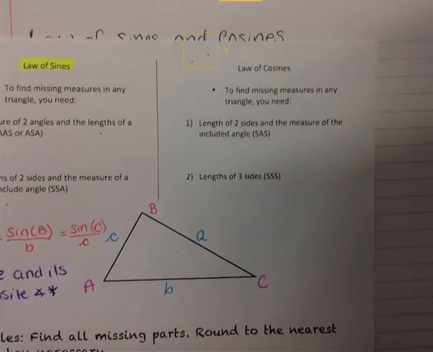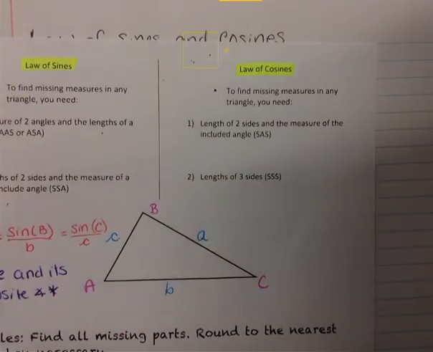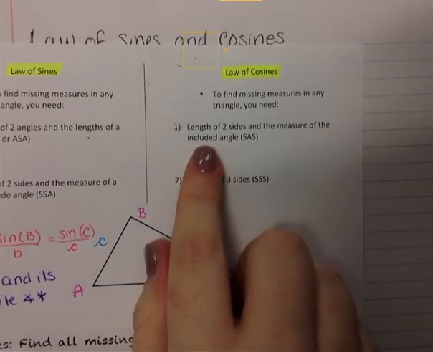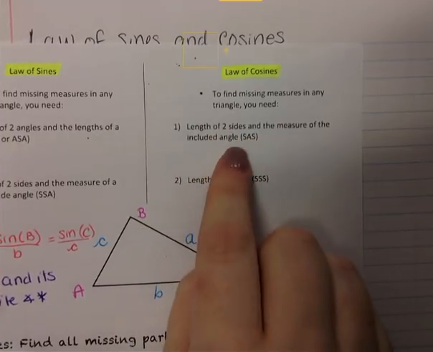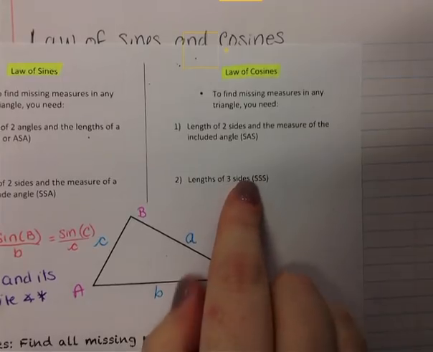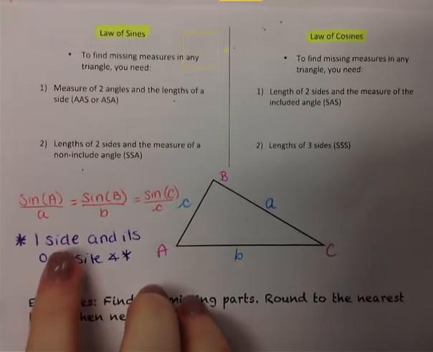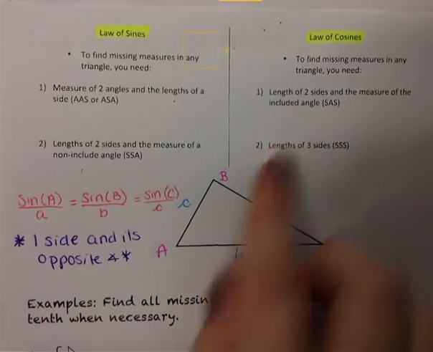For law of cosines, again, we can use it if we're trying to find missing measures in any type of triangle, including non-right triangles. You would use law of cosines if you have the length of two sides and the measure of the included angle, so side angle side, or the lengths of the three sides. Law of sines is used when you have one side and an opposite angle. Law of cosines is when you don't have this.